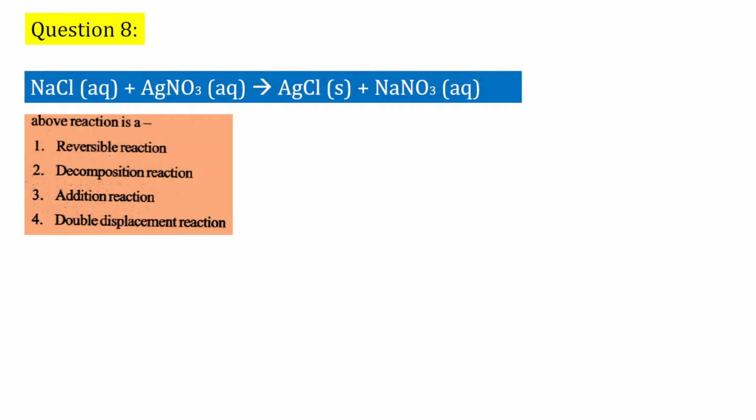Question number 8. You will see there is a reaction given. Based on the reaction, they have asked what is the type of the reaction. You can see here sodium chloride. Observe the reaction quite carefully, and you will see at the end of the product, instead of Cl, now NO3 is there. Instead of AgNO3, here Cl is present. So the Cl and NO3 got displaced. So there is a double displacement. This type of reaction is called a double displacement reaction.